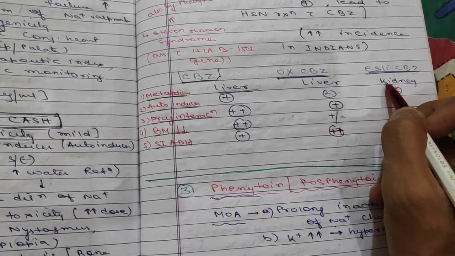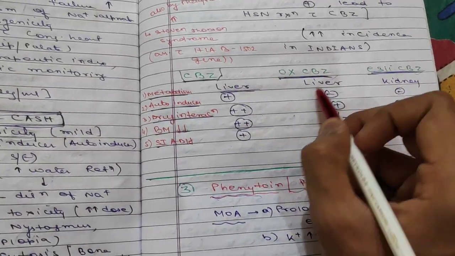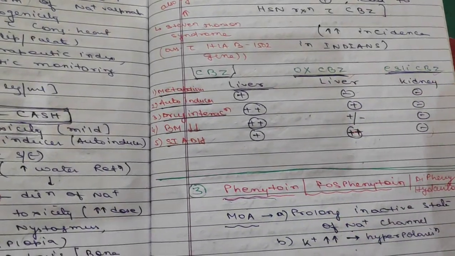So eslicarbazepine is metabolized exclusively by the kidney, whereas carbamazepine is metabolized by the liver. Okay, so this is about your carbamazepine.